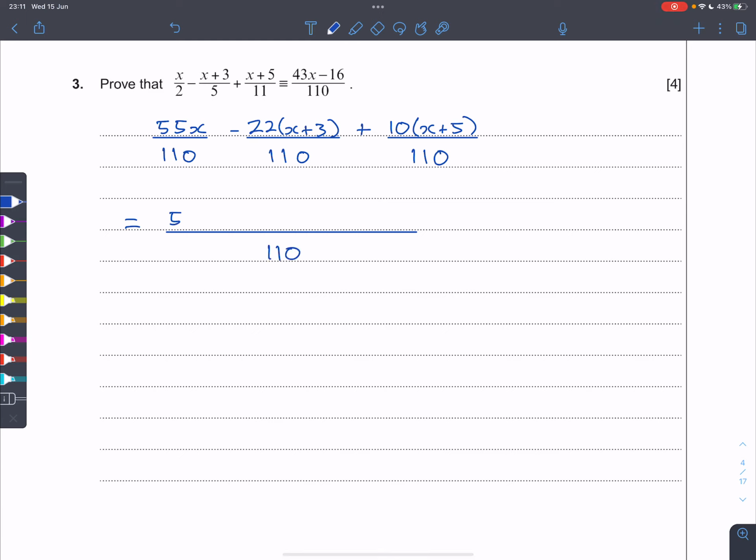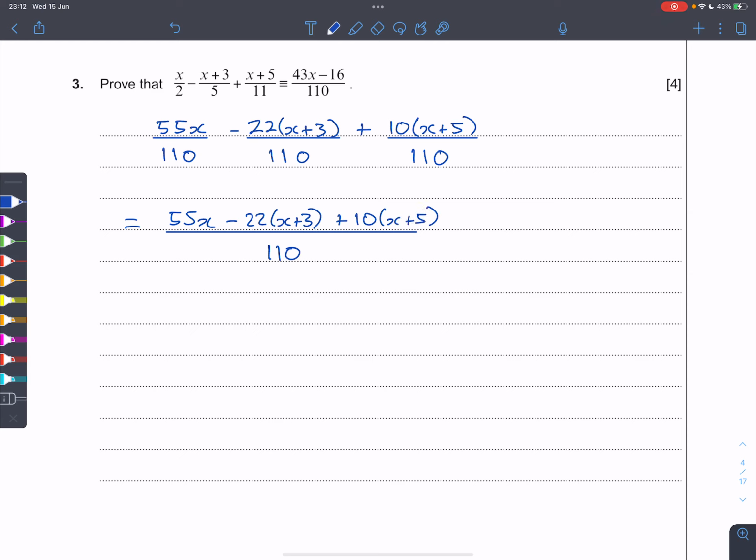So we have our 55x. And we can do this because if we have the same denominator, all we do is we add or subtract the numerators. So we have 55x minus 22 lots of x plus 3, plus 10 lots of x plus 5.